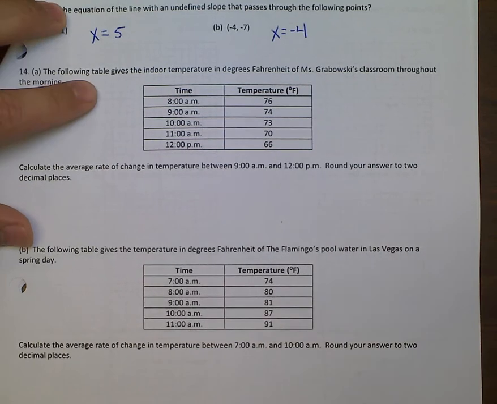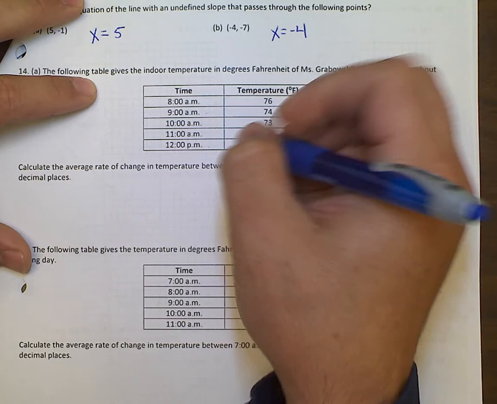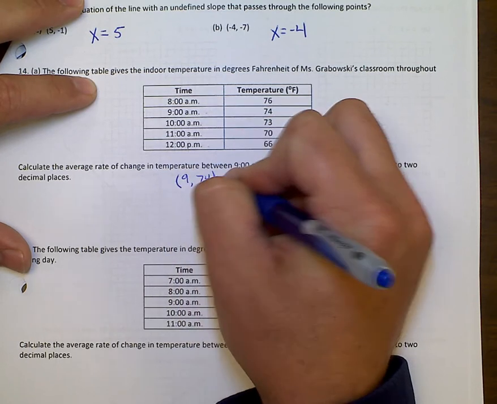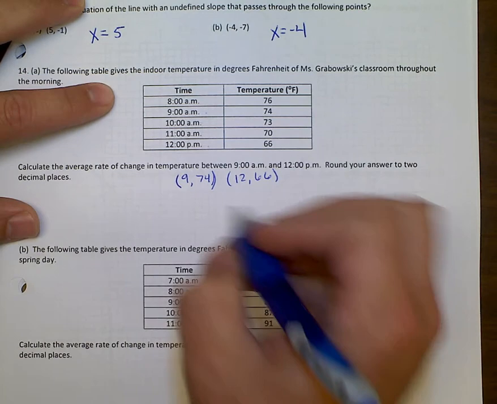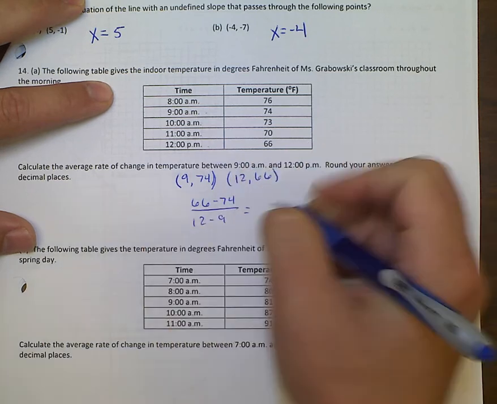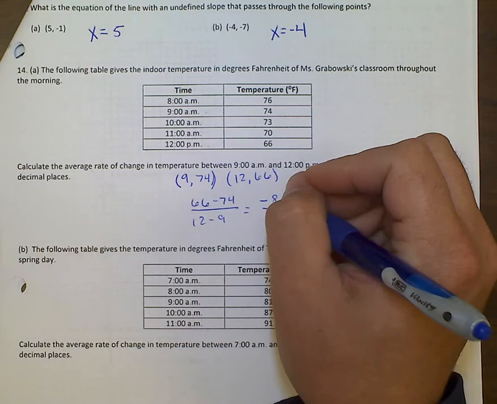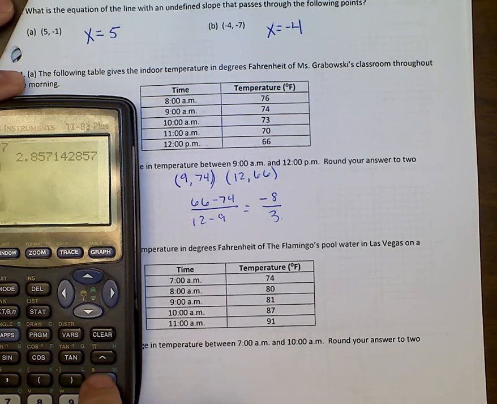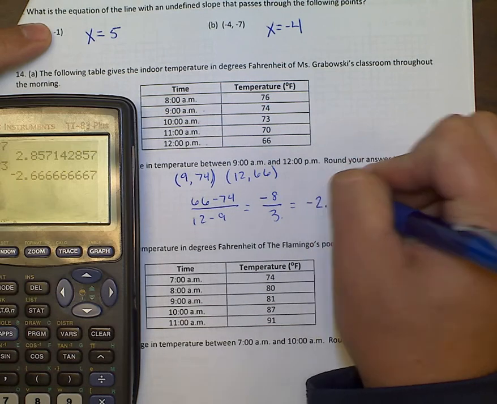Okay, so if we're going to do 12 and 9, at 9 it is 74, and at 12 it is 66. So I'm going to do 66 minus 74 over 12 minus 9, which equals negative 8 over 12 minus 9, which is 3. So then negative 8 divided by 3 is negative 2 point, it says round to 2 decimal places, so 67.